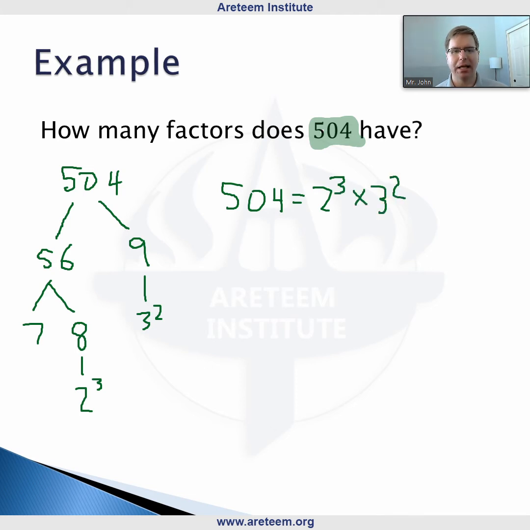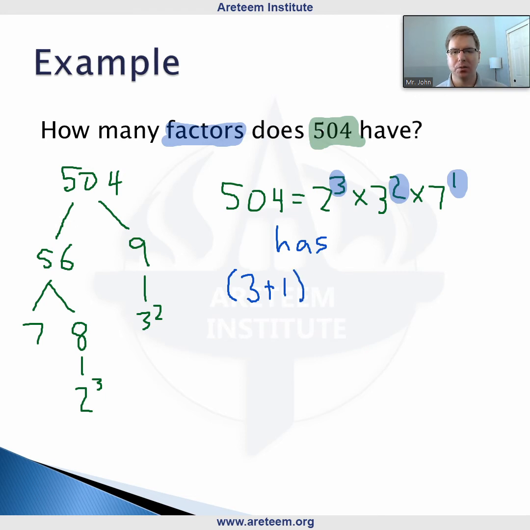Now, let me just put a 1 here, because that comes into play with finding the number of factors. So if we're looking at the factors in this case, we can look at all of the exponents. So we have a 2 cubed, a 3 squared, and a 7 to the first power. And so then, if we're looking at the number of factors, we take all of those exponents and add 1.